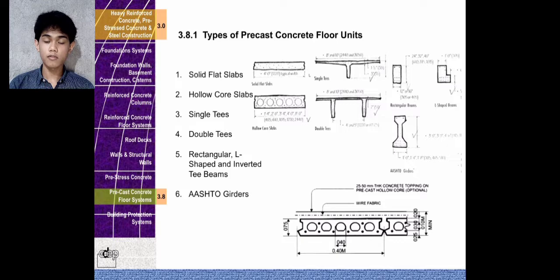These are the types of precast concrete floor units. The first one is the solid flat slabs, the hollow core slabs, the single T's, the double T's, the rectangular, L-shape and inverted T-beams, and the AASHTO girders.